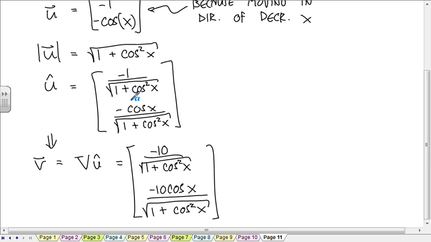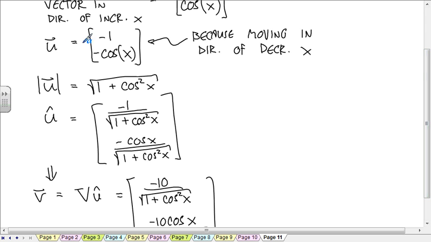How did you go from the absolute value of the u vector to the unit vector? This is the magnitude, and so you divide the direction vector by the magnitude, and it gives you the unit vector.